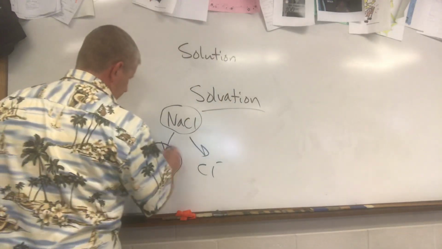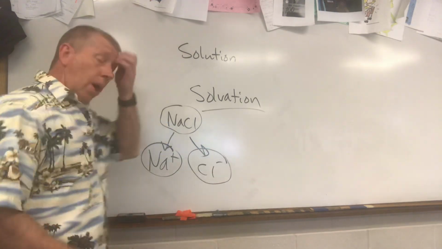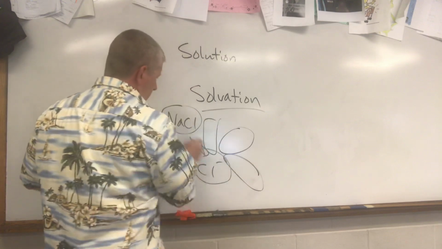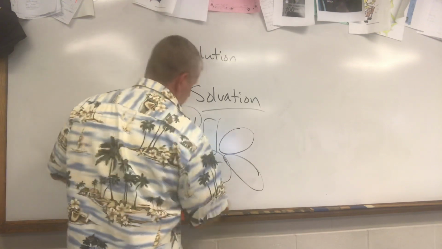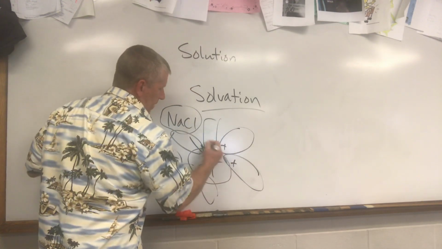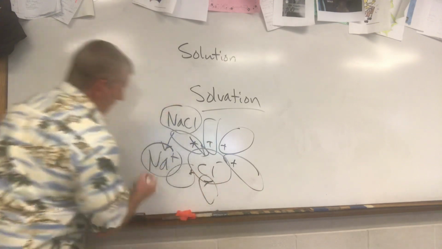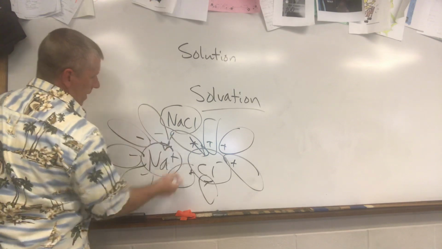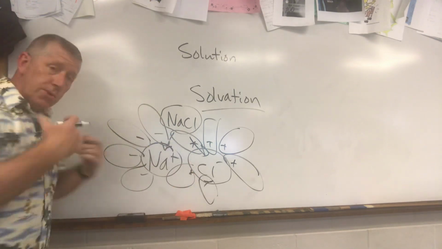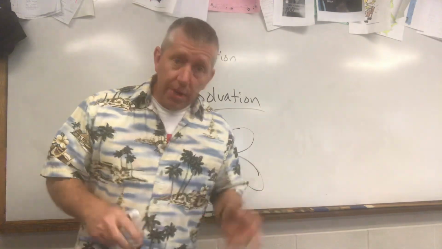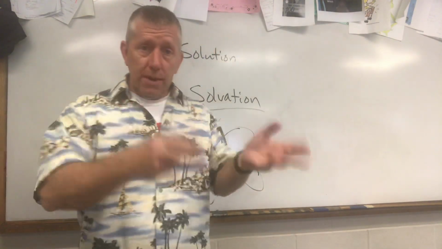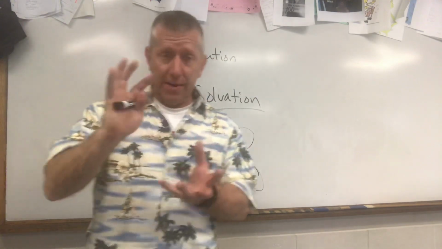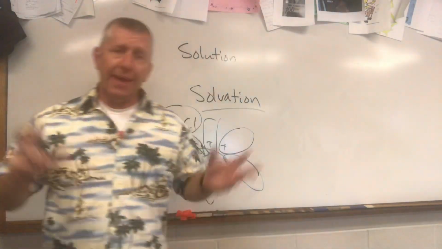So salt, sodium and chloride, and polar water will come along and surround them. Now, this water being polar, the positive ends would surround the negative chlorides, and water would do the same thing with the sodium. The negative ends would surround it, and we get water in here to surround. That's solvation. Solvation is dissolving: when you put something in and it dissolves, the solvent surrounds and isolates the solutes so they can't get back together.